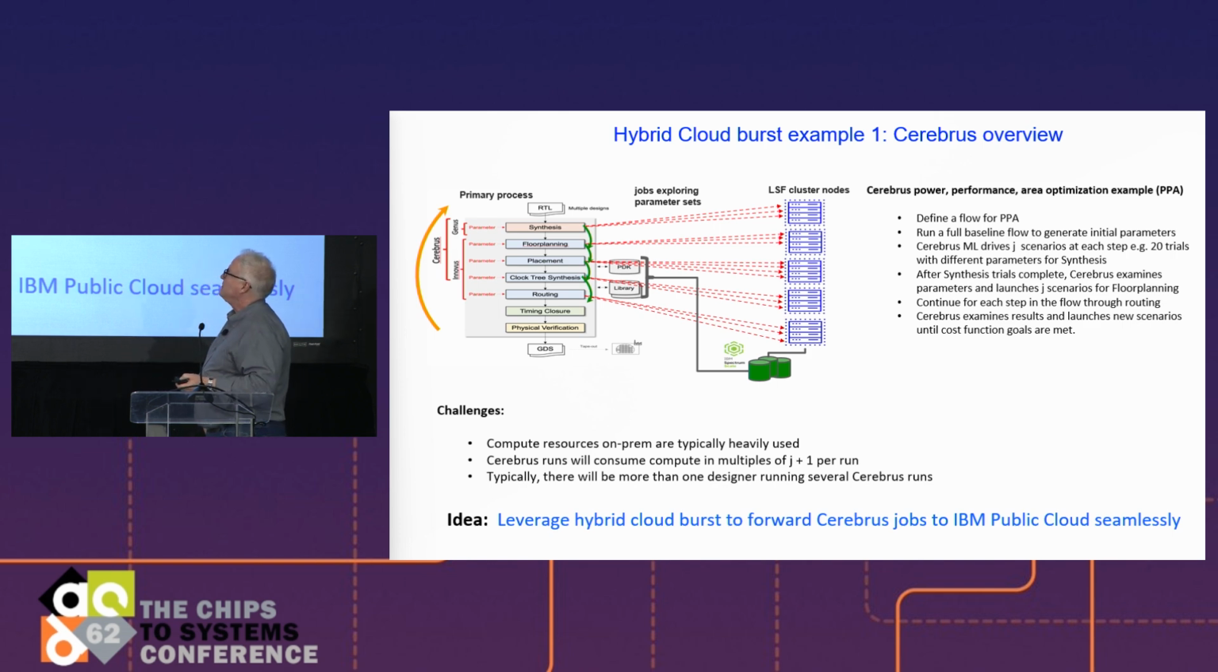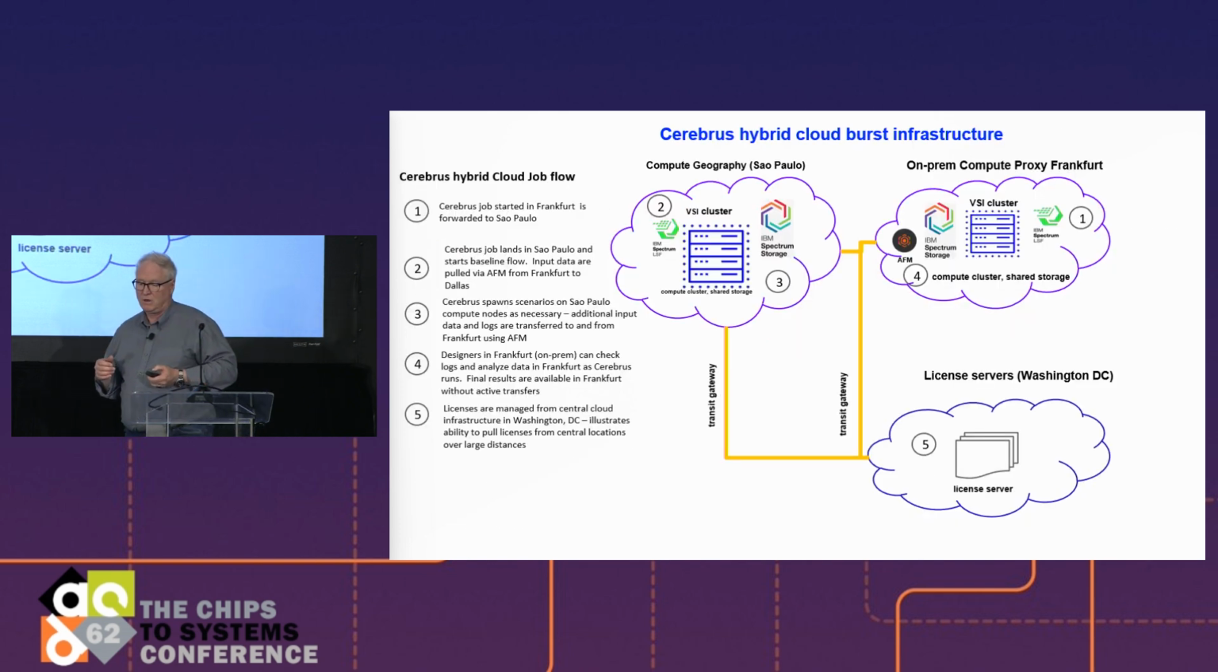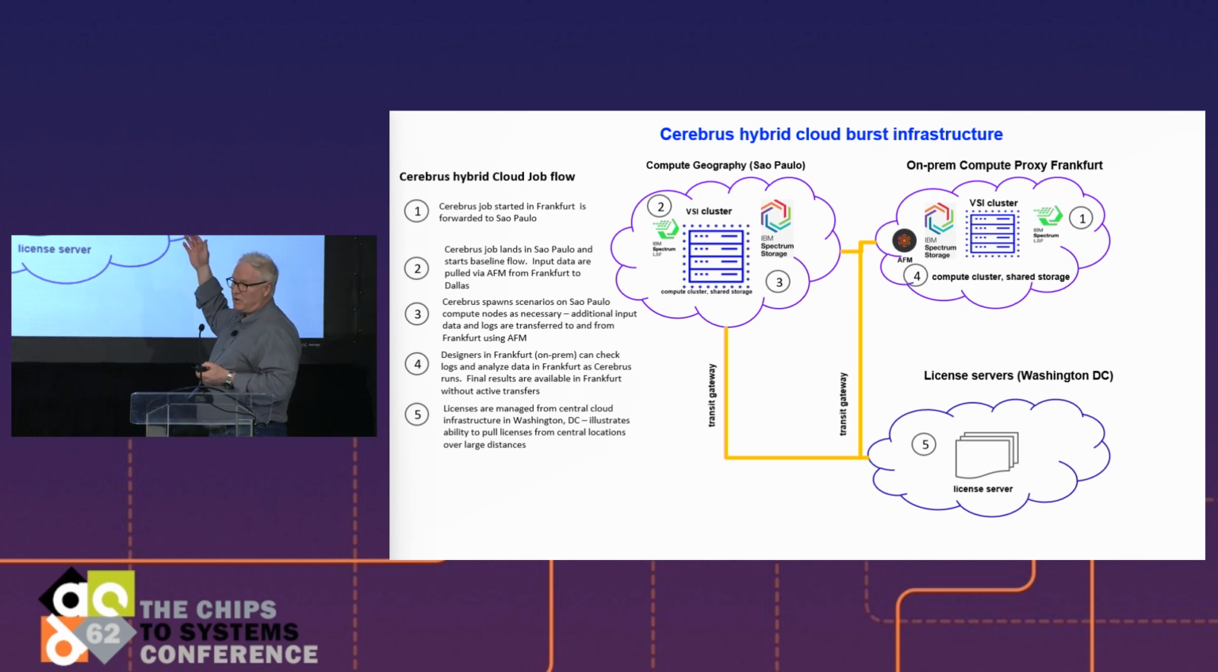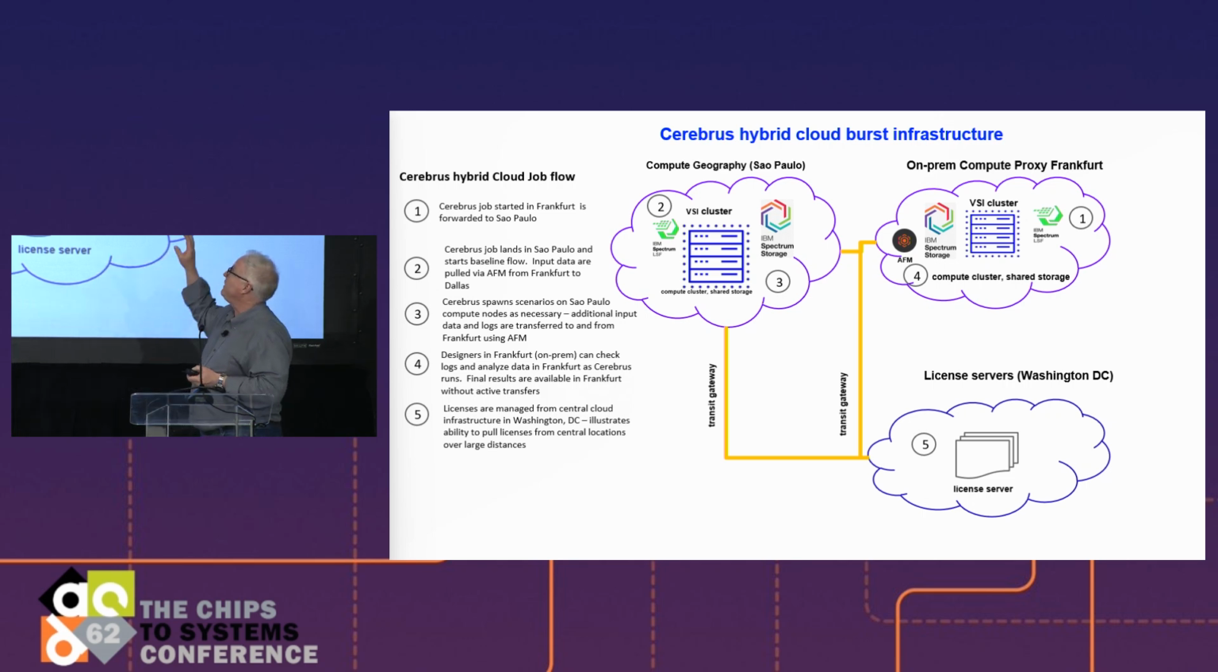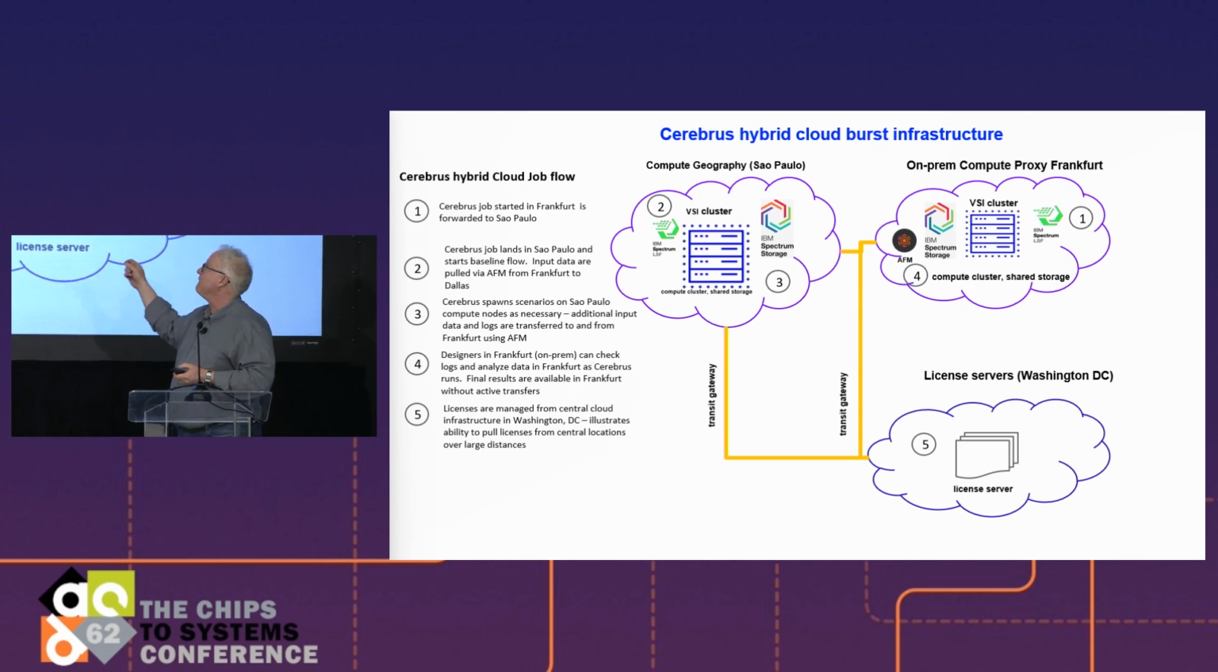So what we did in this flow is we set up a sample on-prem to hybrid cloud burst in the IBM cloud, where we created an on-prem proxy in Frankfurt, Germany, and we had compute in Sao Paulo. We configured this environment with all of the tools I talked about before: LSF, GPFS, AFM, or Spectrum Scale storage, and we had a centralized license server in Washington, DC. The exercise here was to see if we could forward a job from Frankfurt to Sao Paulo and have it run effectively, no stops, using input data that's in an automatic file management, or AFM, queue.